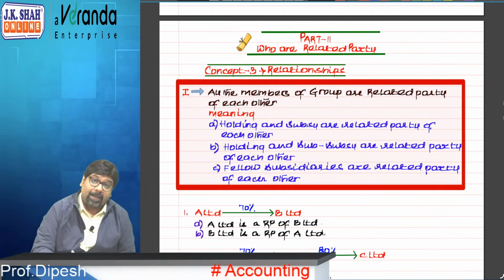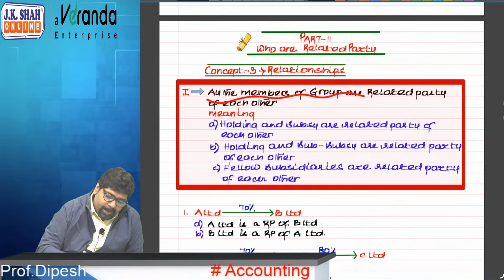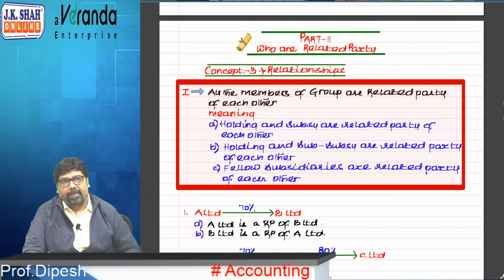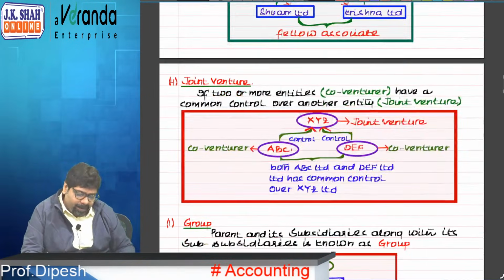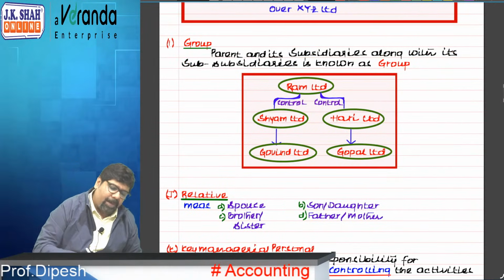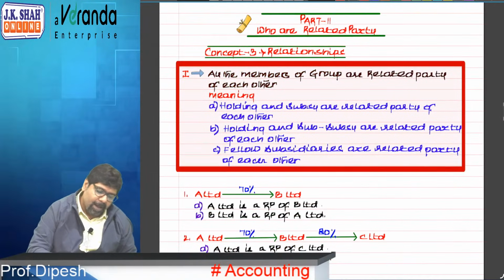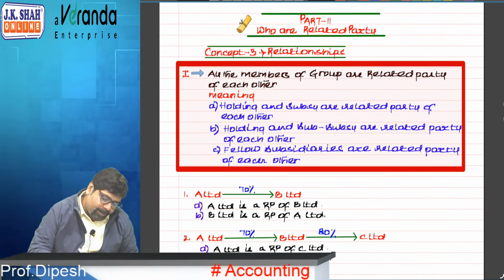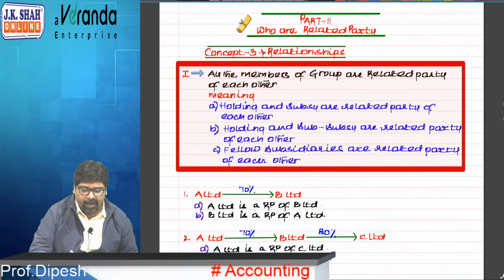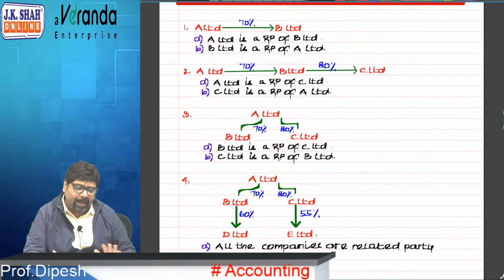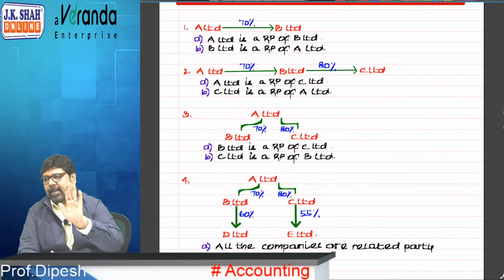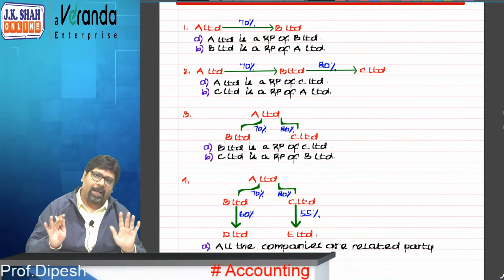Relationships. Number 1: all the members of the group are related parties of each other. The parent, the subsidiary, its subsidiary, all the members of the group. So if you come here, you will understand. They are all related parties of each other. Holding and subsidiary are related parties of each other. Holding and sub-subsidiary are related parties of each other. Fellow subsidiaries are related parties of each other. Done. Examples I have given. In the exam also you are supposed to create this diagram and then decide whether it is a related party or not. Am I clear? Yes sir.